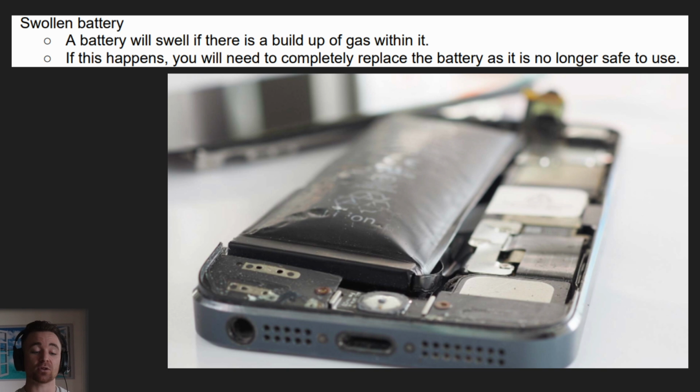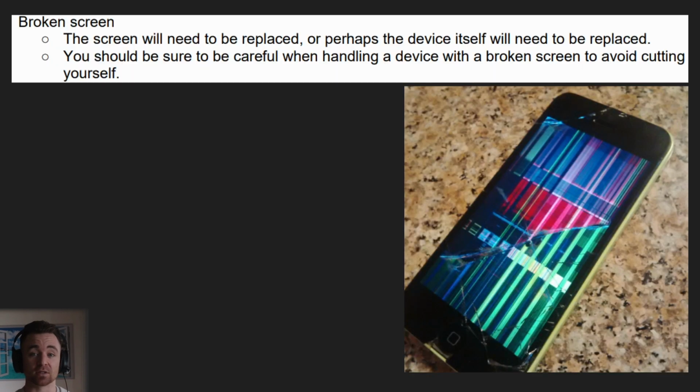Don't touch it, don't hold it, don't open it up to try to see what's inside. Don't touch it, right? Do not touch that. Leave it to the professionals. It's dangerous territory. If you have a broken screen, it will need to be replaced. And if the damage is significant enough, perhaps the entire device will need to be replaced.